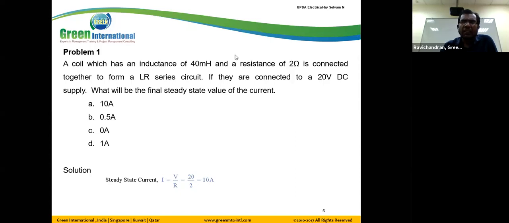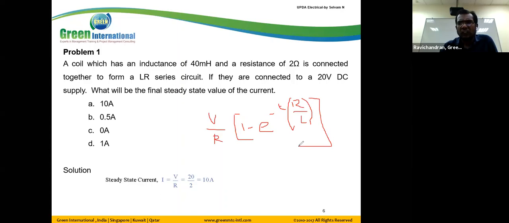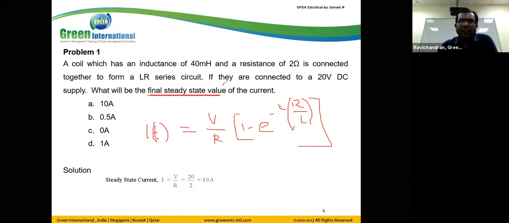R. Actual formula is V by R, 1 minus... So the question is final steady state. Final steady state means phi t, or infinity.